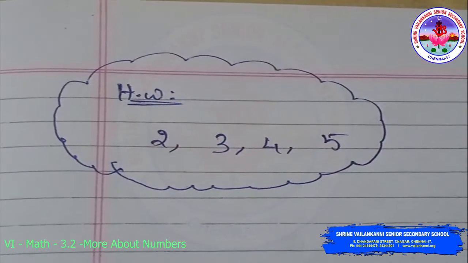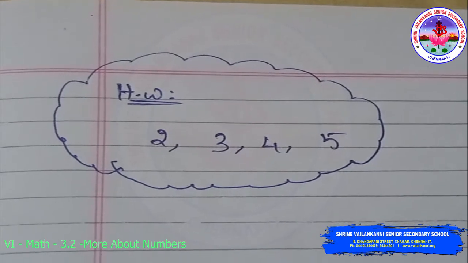Homework sums: question numbers 2, 3, 4 and 5. These are the homework sums.